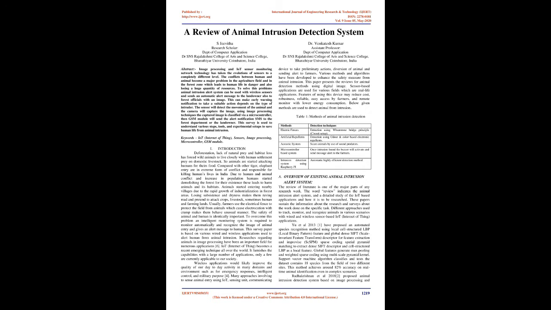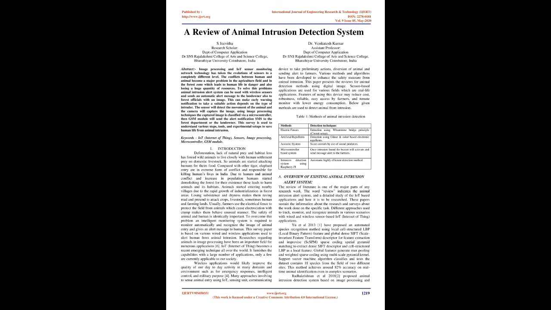The sensor will detect the movement of the animal and the camera will capture the image. Using image processing techniques, the captured image is classified via a microcontroller. Then the GSM module will send the alert notification SMS to the forest department or the landowner. This survey is used to understand various steps, tools, and experimental setups to save human life from animal intrusion. Keywords: IoT, Internet of Things, sensors, image processing, microcontroller, GSM module.